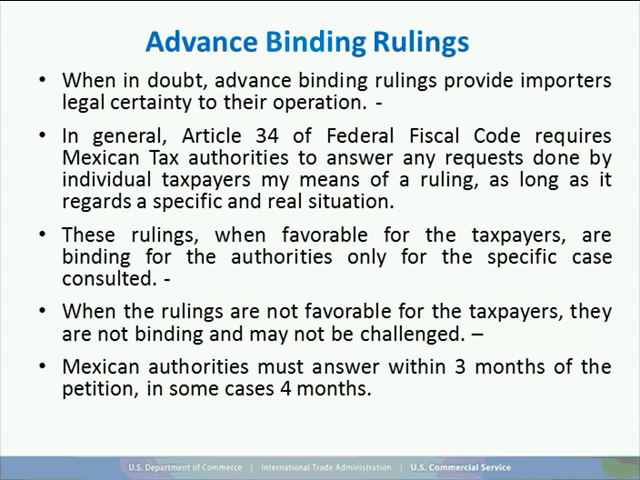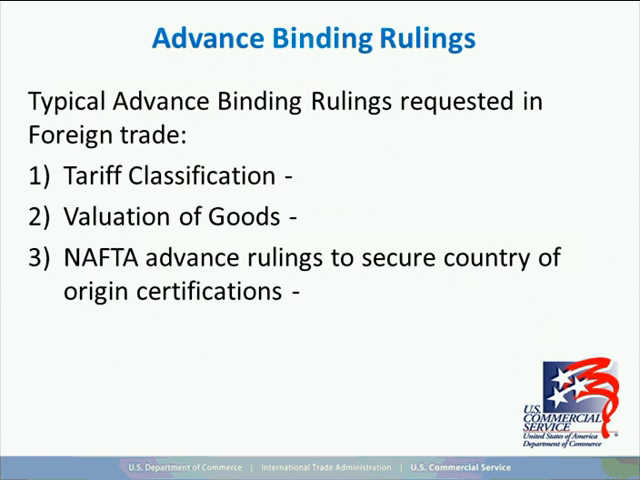So, to summarize this, Mexican authorities must answer a petition within 3 months, and sometimes 4 months. I normally see 1.5 months as the minimum that you have to wait for an answer. The next slide. In international trade, we basically see 3 types of advanced binding rulings that are used, which are tariff classification, which we have discussed before, valuation of goods, and also a third one, which is the NAFTA advanced ruling to secure country of origin certification.